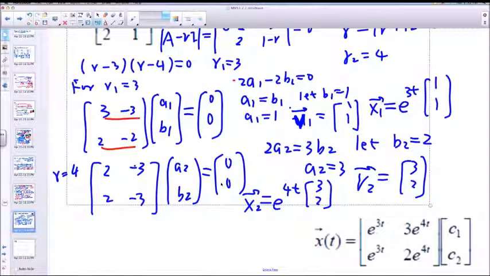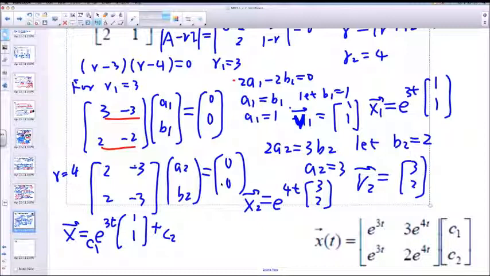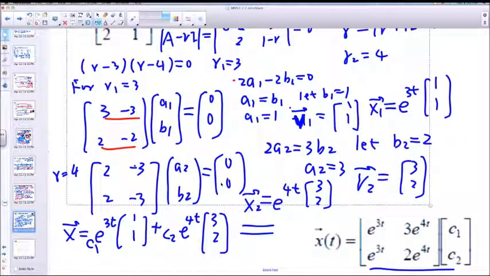General solution is e^(3t) (1, 1) C1 plus C2 e^(4t) (3, 2). That's the same as this. So that's how you solve equations by hand. Of course, that's a toy, 2 by 2. You're not going to do it 10 by 10 by hand.